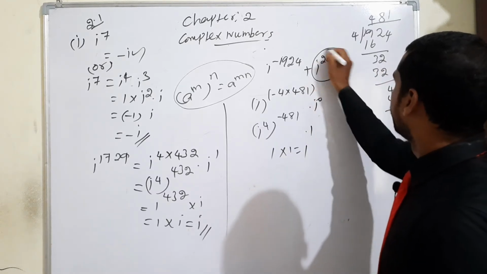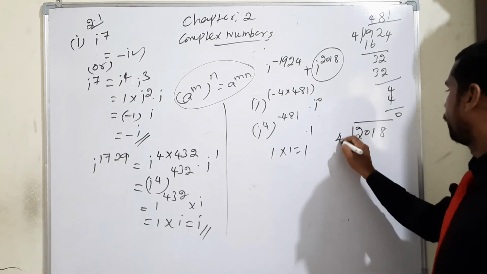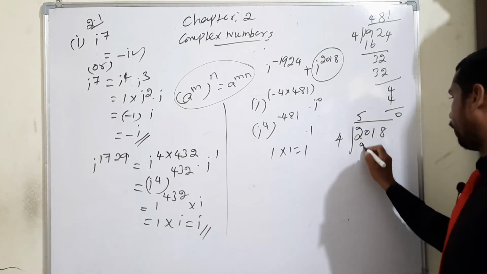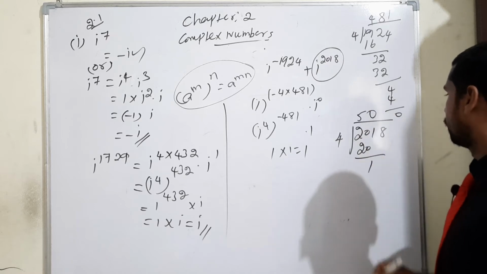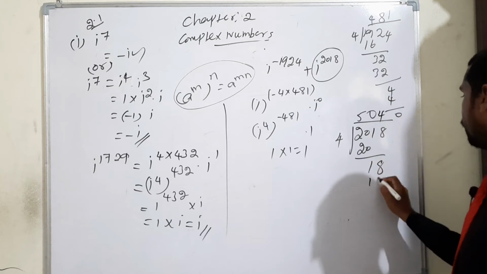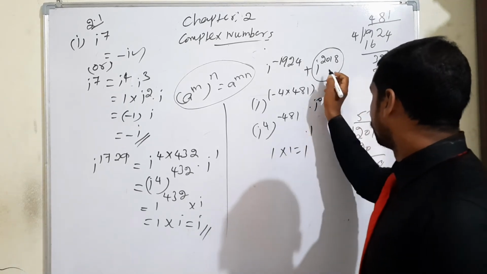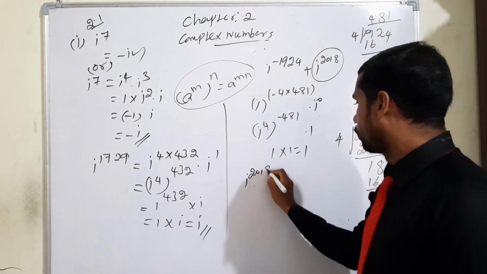Second condition, i to the power 2018. Again 2018 means fourth table, 5 4s are 20. Again 1 means quotient will be 0. Next one down 8. Again 4 4s are 16, that is true. Again how to rewrite i to the power 2018, isn't it? i to the power 2018.